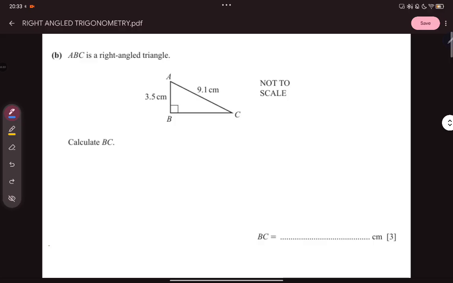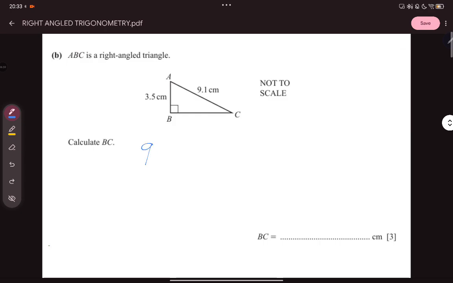Now, in this case, because there's no angle involved apart from the right angle, this must be a Pythagoras theorem question. If they're giving us two sides and they want us to find the other side, it's a Pythagoras theorem question. So ask yourself, are we finding the longest side or one of the shorter sides? Well, the longest side is the side opposite the right angle, which in this case is 9.1 centimeters. So we're not finding that because we already know that. So B to C is one of the shorter sides.